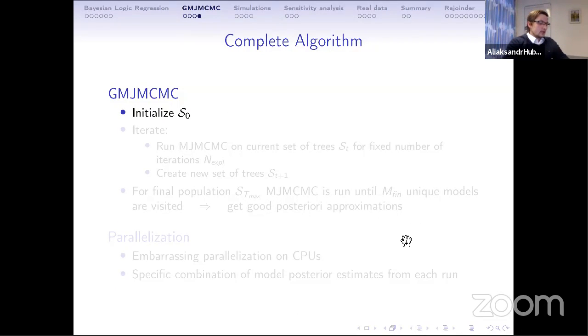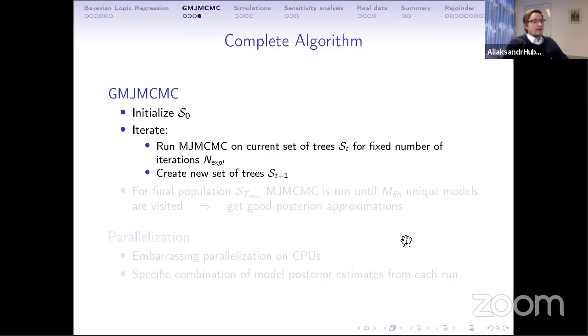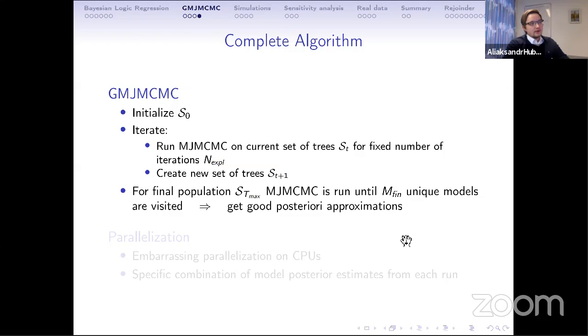And so we initialize with S_0. For every population, we run a fixed number of steps of the MJ-MCMC algorithm, and then we propose a new population of features. For the final population of features, MJ-MCMC is run until somewhat more unique models are visited, and this allows us to get posterior approximations of the marginal inclusion probabilities and posterior model probabilities.